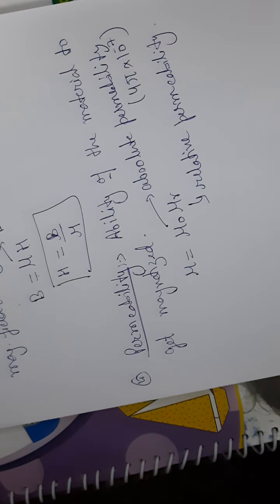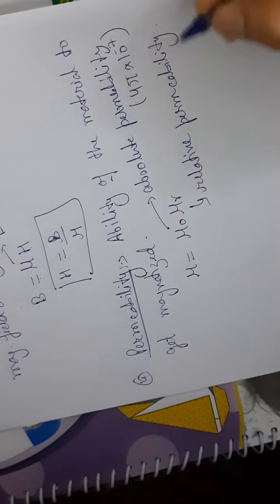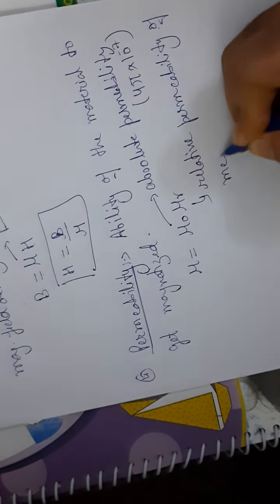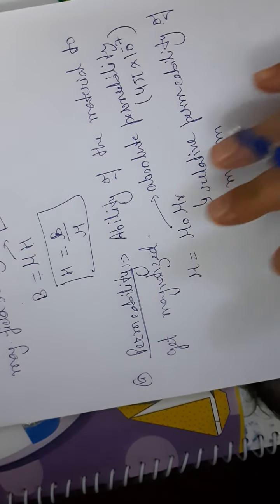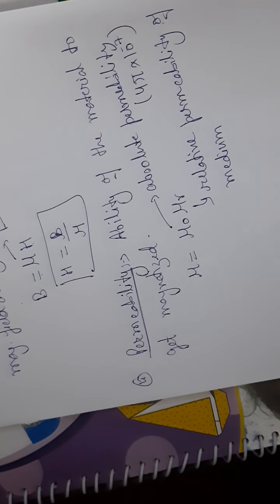Relative permeability of the material or medium through which the flux will flow. You know that not all materials can be magnetized easily. There are some materials which can be magnetized easily, some which cannot be magnetized easily, and also some materials which cannot be magnetized at all, meaning non-magnetic materials.